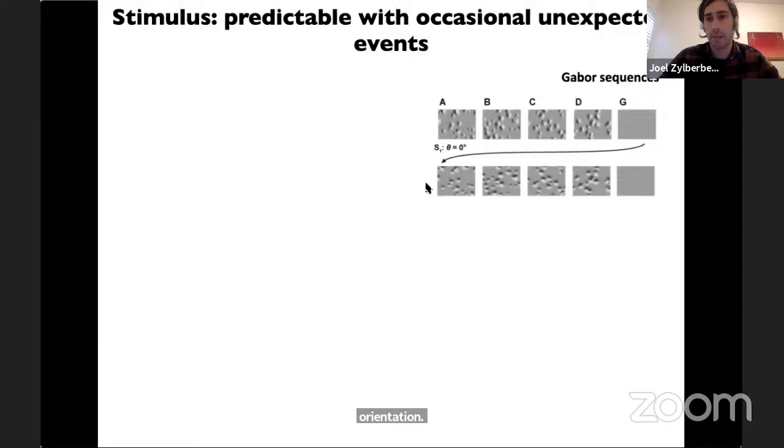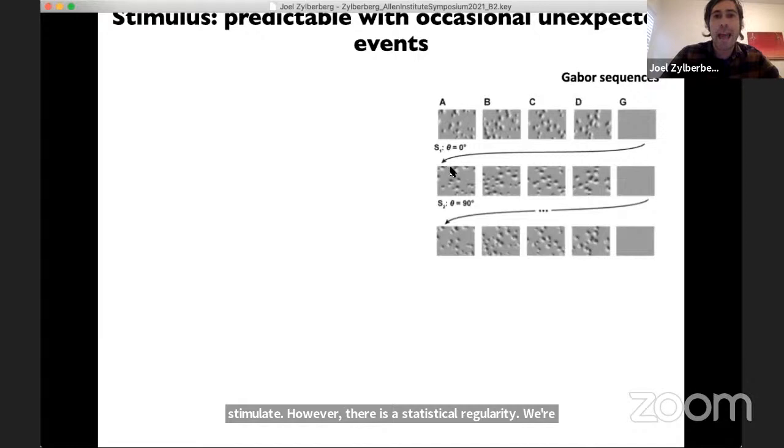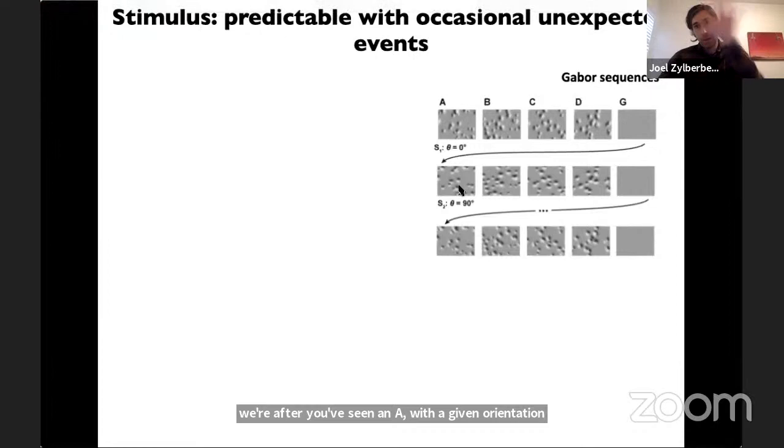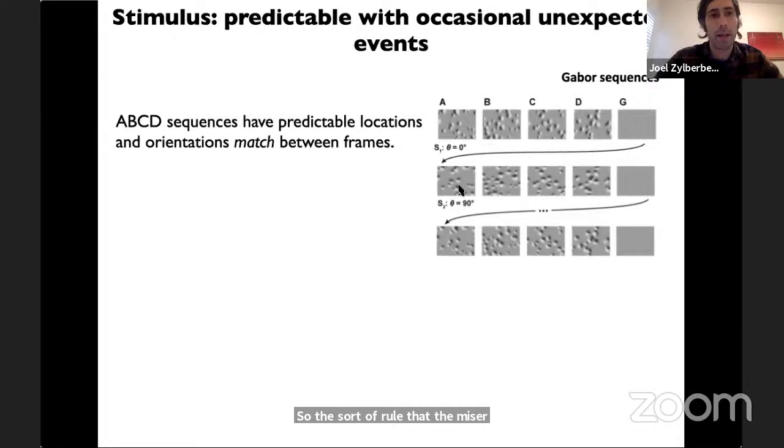However, there's this statistical regularity where after you've seen an A with a given orientation, you know that the next frame is going to be B's, so the locations for the B, and it is going to have approximately the same orientation as the A. So the rule that the mice are habituated to before the experiment is that there's this predictability of what locations are going to come up, and the orientations mostly match between frames.